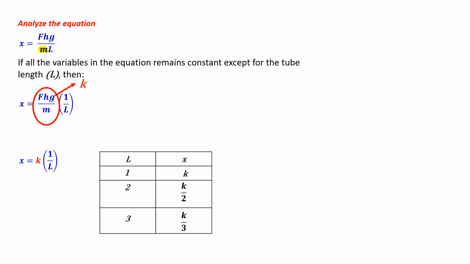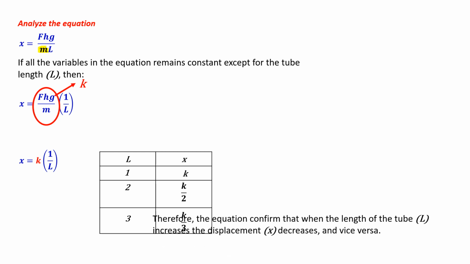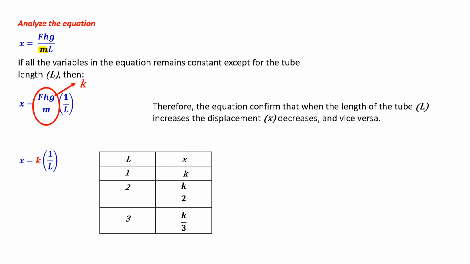So common sense will tell us that as you increase L, you actually decrease x, which is in contrast to our explanation to question letter A. So the equation confirms that when the length of the tube L increases, the displacement decreases. No, it's not right. You're supposed to increase as L increases. However, it says over here that when you increase L, the displacement decreases. So it's the opposite.